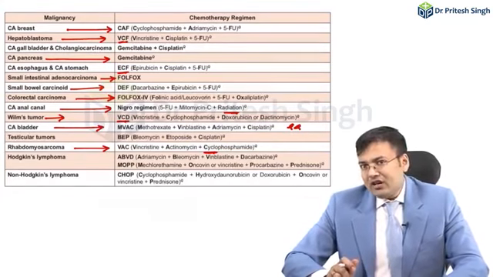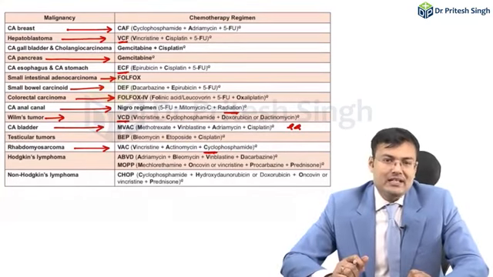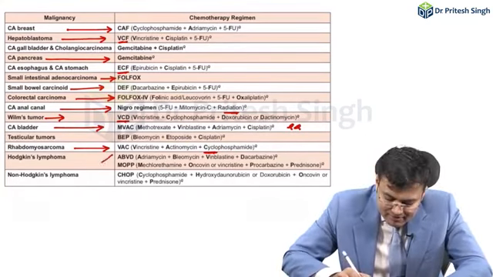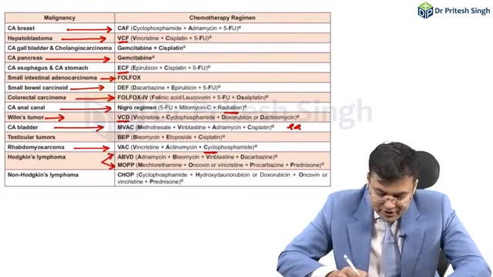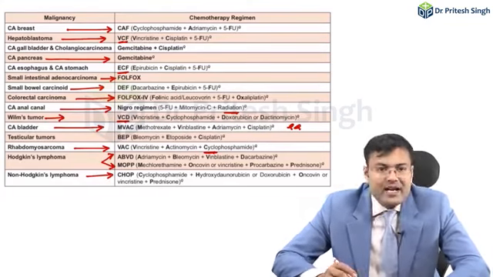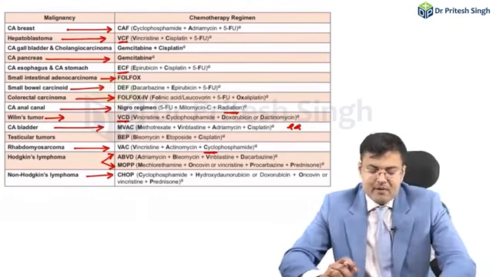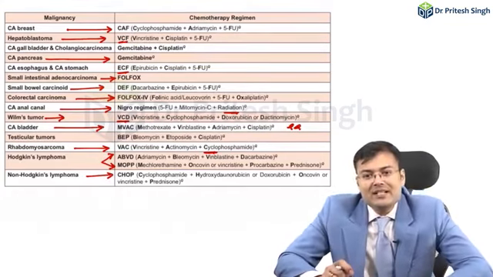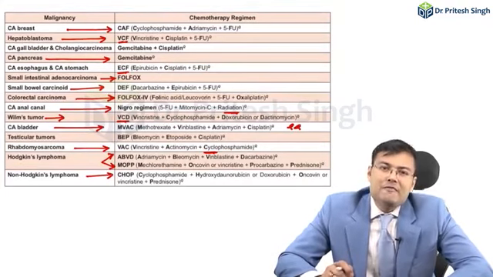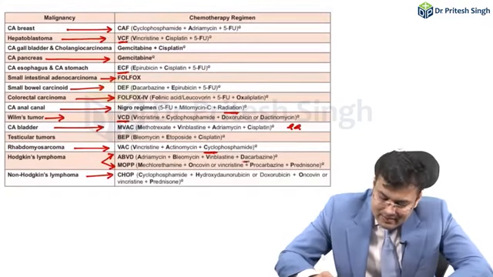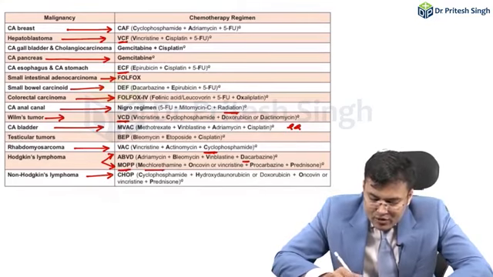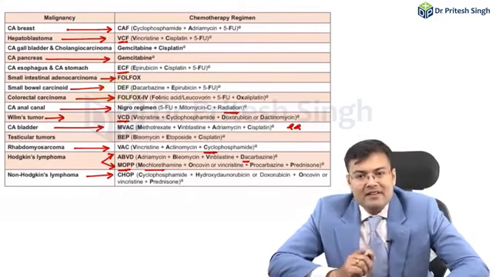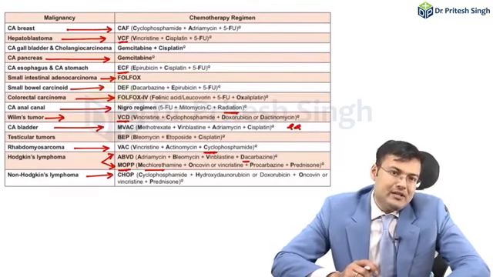Hodgkin's lymphoma and non-Hodgkin's lymphoma is frequently asked. For Hodgkin's lymphoma, we have two regimen, ABVD and MOP. And for non-Hodgkin's lymphoma, we have CHOP. So full form of ABVD, adriamycin, bleomycin, vinblastine and dacarbazine. So this is ABVD. MOP is mechlorethamine, oncovin or vincristine, procarbazine, prednisone.